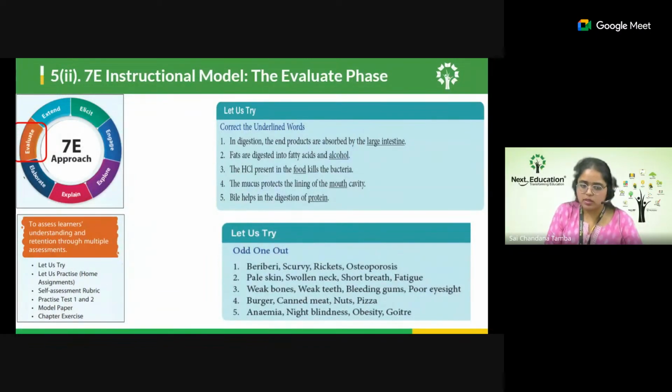And also there are various chapter exercises given at the end of the chapter, and also the extend section, which talks about extension of this evaluation part itself. We have a separate student book which has different home assignments which the teachers could assign to the students to do at home, and that is going to be the extension part, the last part of the 7E approach. So this is all about the 7E. I hope everyone is with me.